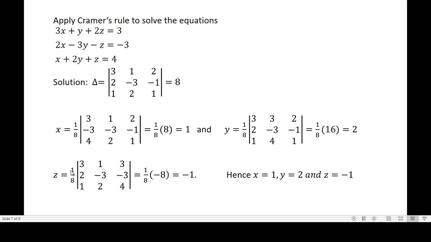Z is equal to 1 divided by 8 into the determinant of delta in which the third column elements are replaced by 3, minus 3 and 4. So we have the determinant 3, 1, 3, 2, minus 3, minus 3, 1, 2, 4. Evaluate this, which is equal to 3 into minus 12 plus 6, minus 1 into 8 plus 3, 3 into 4 plus 3, that is equal to minus 8. So z is equal to minus 8 divided by 8, which is minus 1. Therefore the solution is x is equal to 1, y is equal to 2 and z is equal to minus 1.